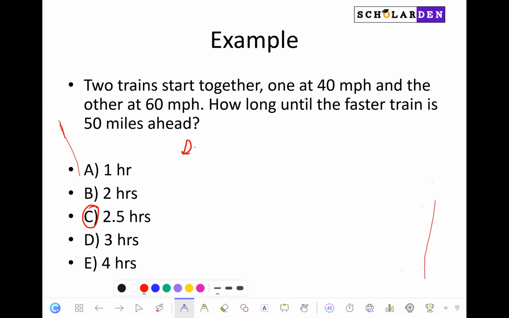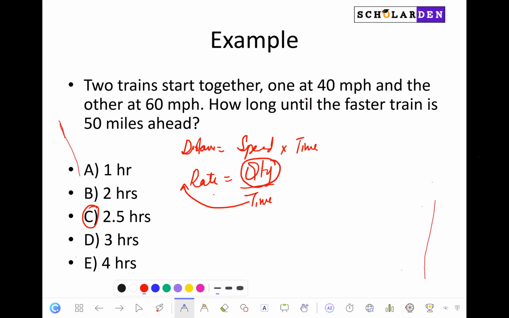So the total distance is going to be the total speed times time. Okay, how did I get over there? I got over here by this basic formulation. Rate is equal to quantity over time. And now I'm supposed to find out the quantity, so I multiply the rate with time.